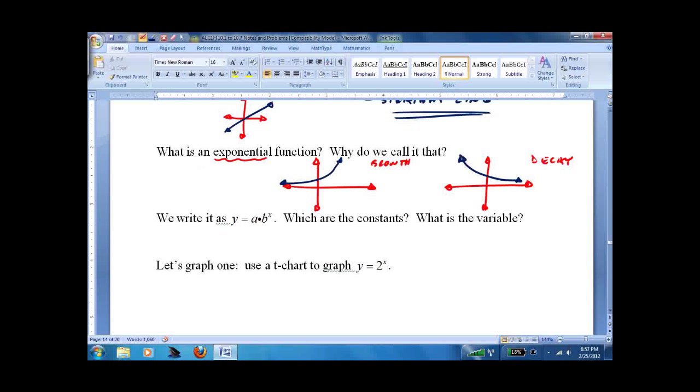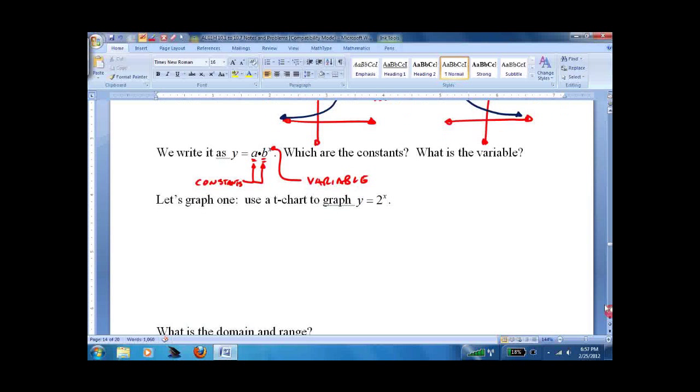So we write it as y equals a times b to the x. These are the constants, and that's the variable up in the exponent. So how does it work? And you can do this on your calculator if you want.